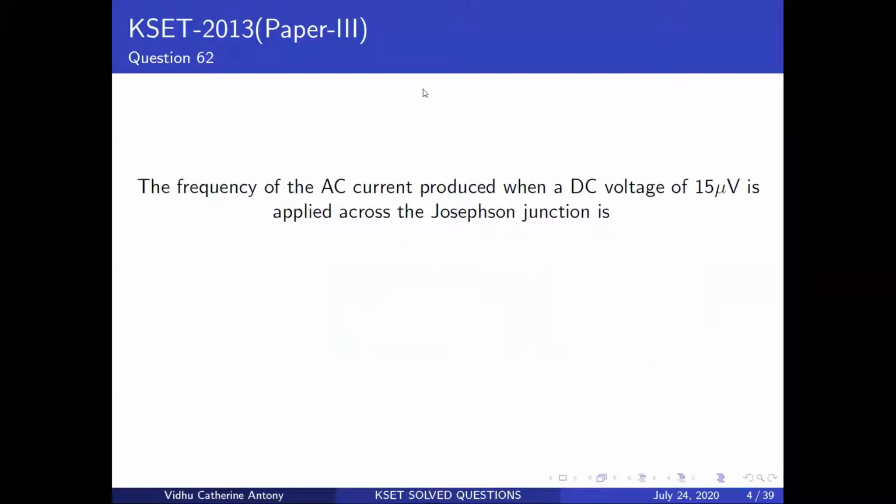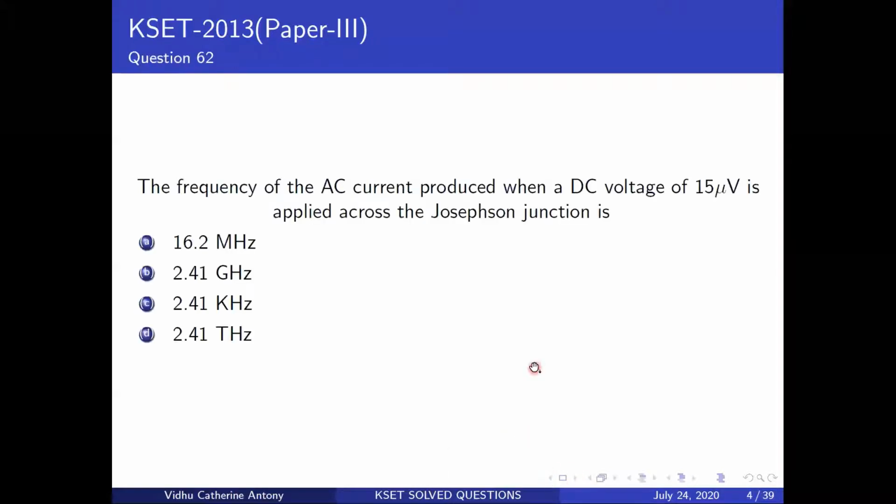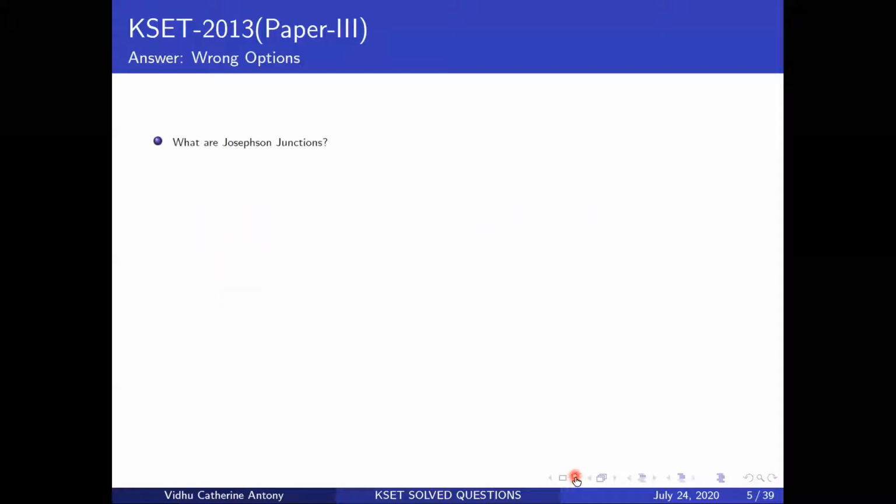Let's look at what the calculations are really looking at. Here they've asked you for the frequency of your AC current produced when a DC voltage of 15 microvolt is applied across the Josephson junction. You should probably remember the formula for the frequency of your current. The idea here is you supply something that is DC and you end up getting AC. That's one of the key points here.